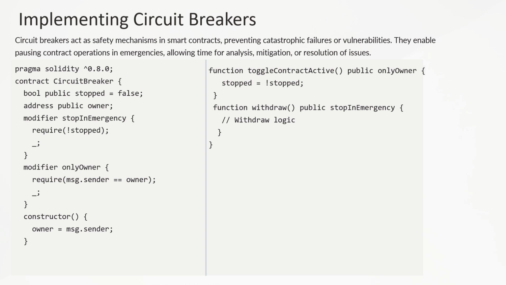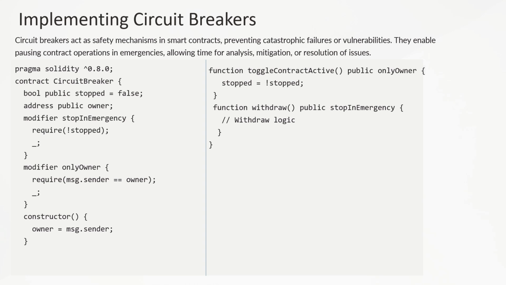The onlyOwner modifier restricts access to specific functions, allowing only the owner of the contract to execute them. The constructor function initializes the owner variable with the address of the owner that deploys the contract. The toggleContractActive function is marked as public and can be executed by the contract owner. It toggles the state of the stopped variable, effectively opening or closing the circuit. The withdraw function is marked to be callable only when the circuit is not in an emergency state. It likely contains the logic for the withdrawal of funds or other critical operations.